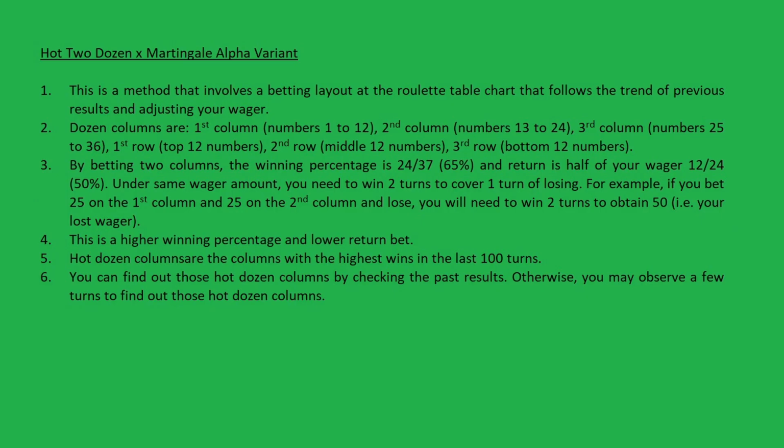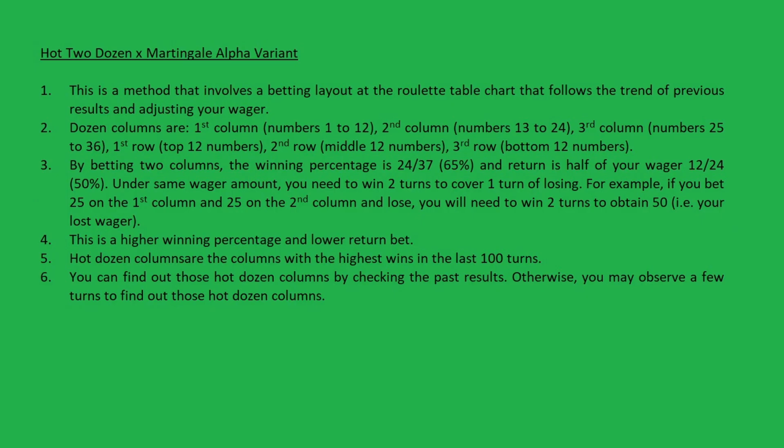For example, if you bet 25 on the first column and 25 on the second column and lose, you will need to win 2 turns to obtain 50, i.e. your lost wager. 4. This is a higher winning percentage and lower return bet.